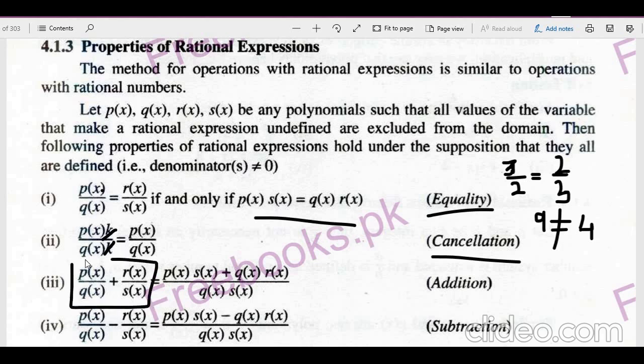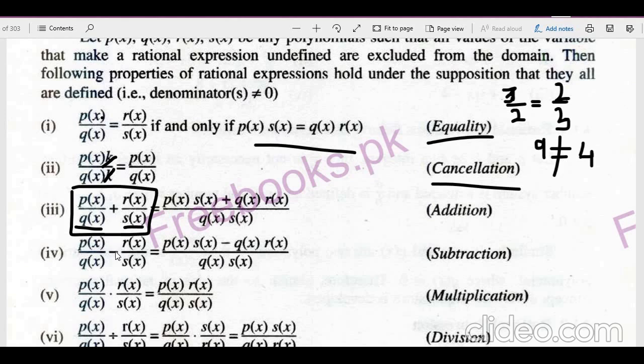If any rational expression is written like this, we can take the LCM of Q of x and S of x, just like numbers. Just as with rational numbers we take the LCM of the denominators, similarly we can take the LCM for rational expressions. The denominator has Q of x but not S of x, so we multiply P of x by S of x; and S of x is present but not Q of x, so we multiply R of x by Q of x. We can take the LCM in addition and likewise for subtraction. The only difference between these two is the sign.